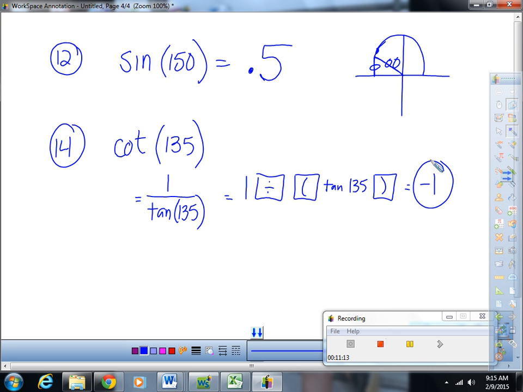Let's do one more, and that's the number 16. The tangent of pi over 4. The long way would be to change this into degrees. The short way would just be to change your calculator from degrees to what? To radians. So get some practice doing that. Did you get 1? You should have gotten 1.